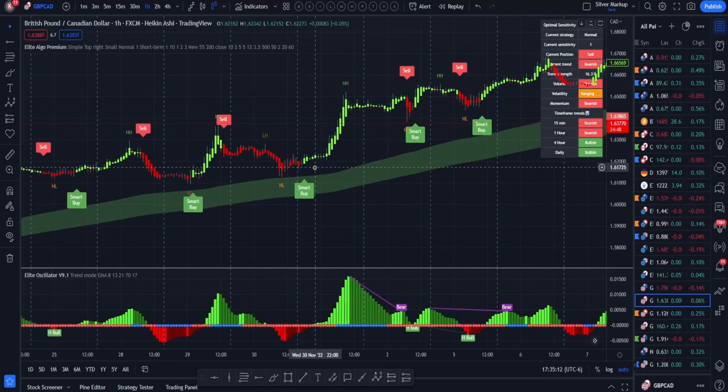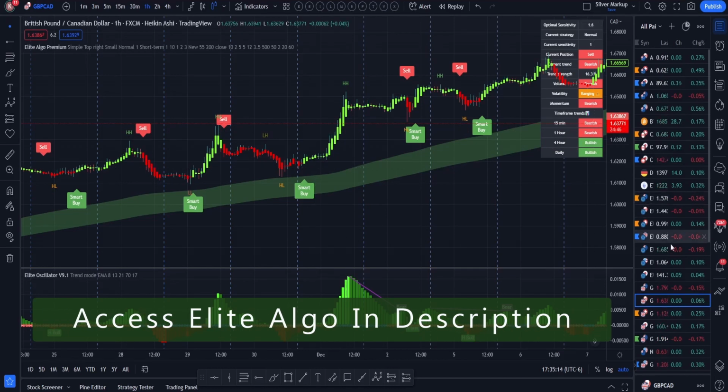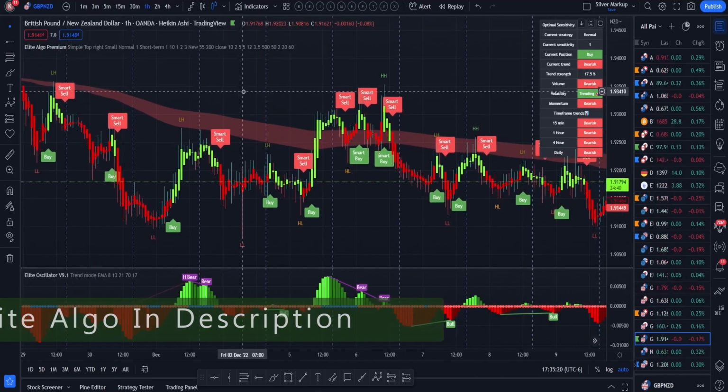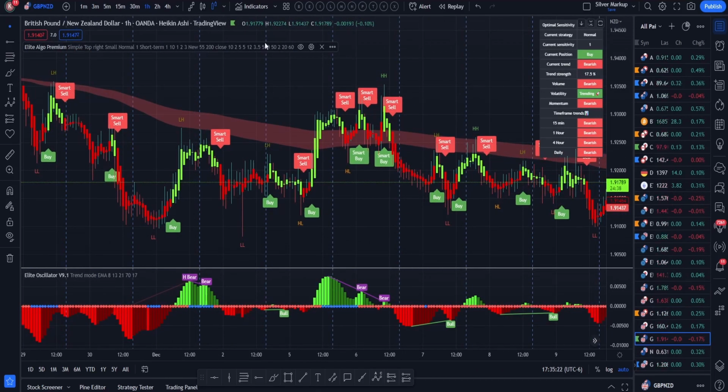So this is the way that I look at it. We're going to go to a random chart. I'm just going to pick it at random, just to show you what we're looking at. And then we're going to show you exactly how to set it up.